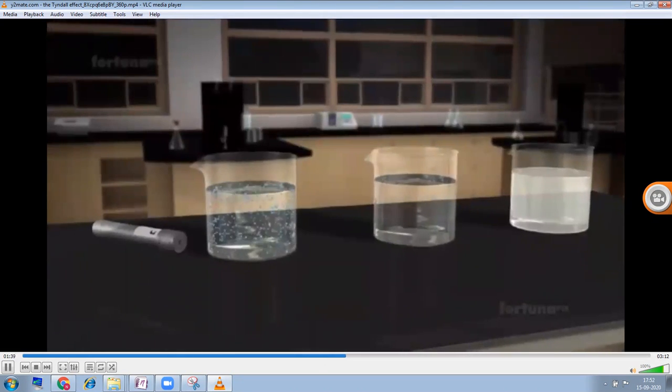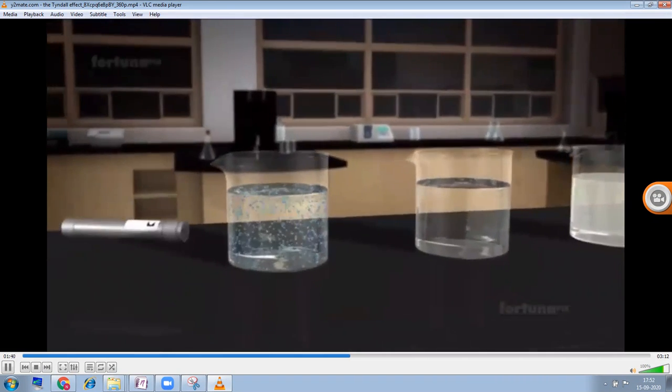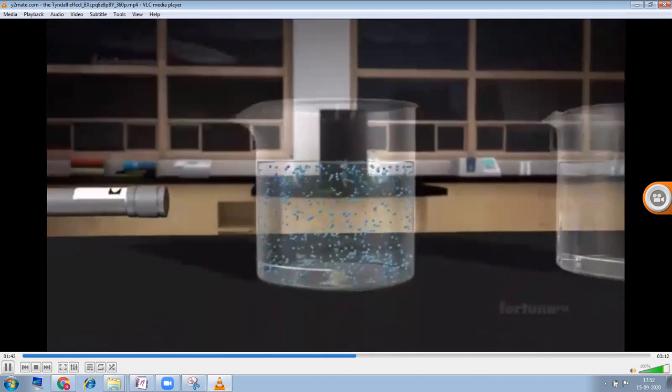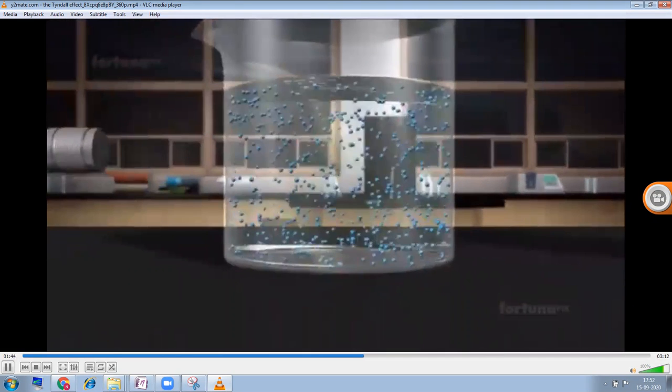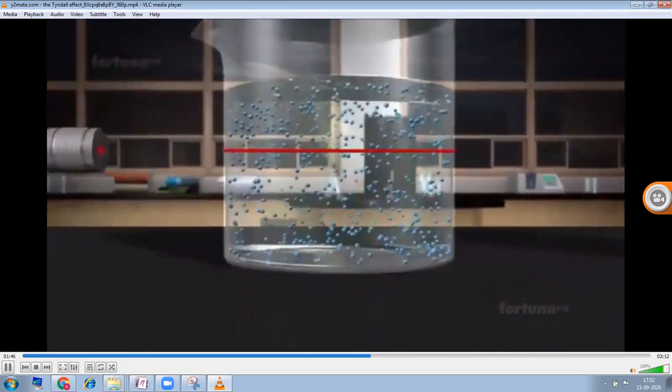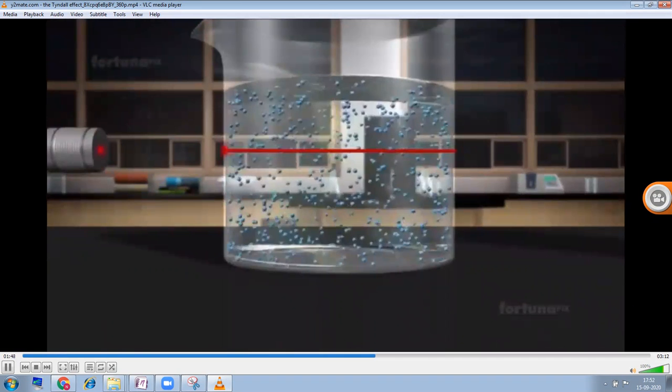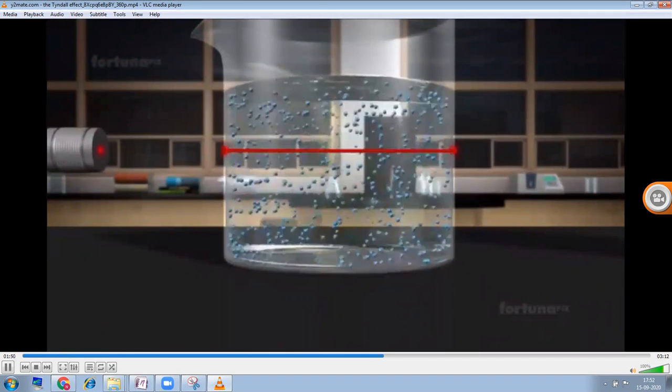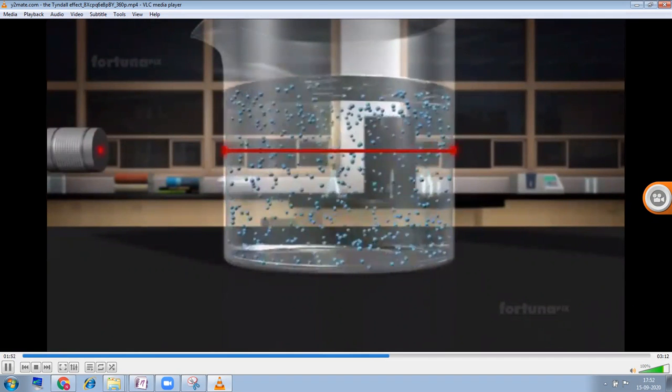What is happening to the light beam? Let's take a closer look at what's in each beaker so that we'll have a better understanding. In distilled water, any particles are too small to obstruct the path of light as it passes through, meaning we won't be able to see the beam.